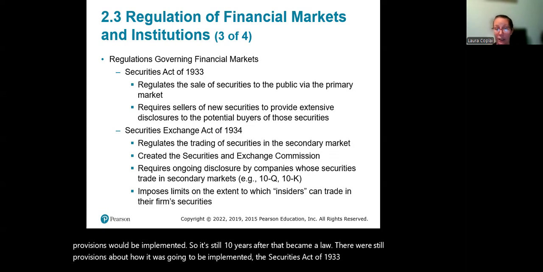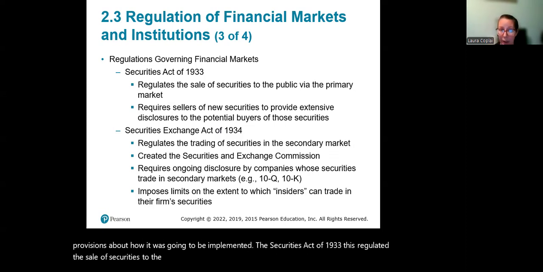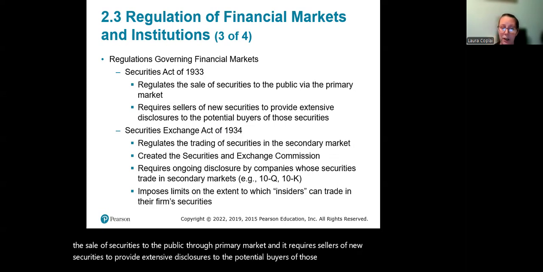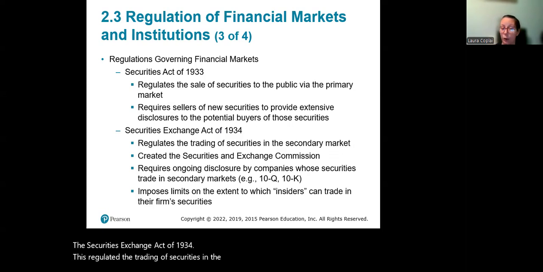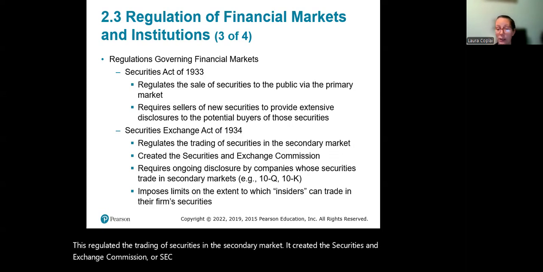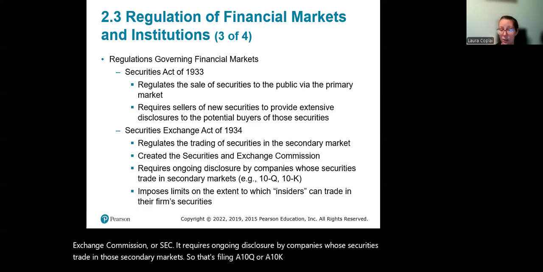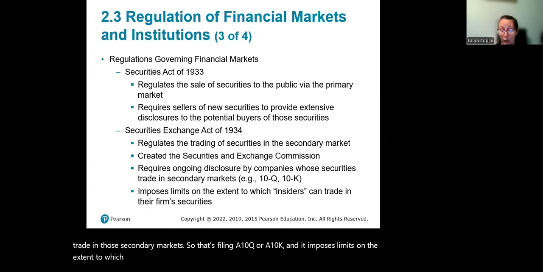This regulated the sale of securities to the public through the primary market, and it requires sellers of new securities to provide extensive disclosures to the potential buyers of those securities. The Securities Exchange Act of 1934 regulated the trading of securities in the secondary market. It created the Securities and Exchange Commission, or SEC. It requires ongoing disclosure by companies whose securities trade in those secondary markets, so that's filing a 10-Q or a 10-K. And it imposes limits on the extent to which insiders can trade in that firm's securities.